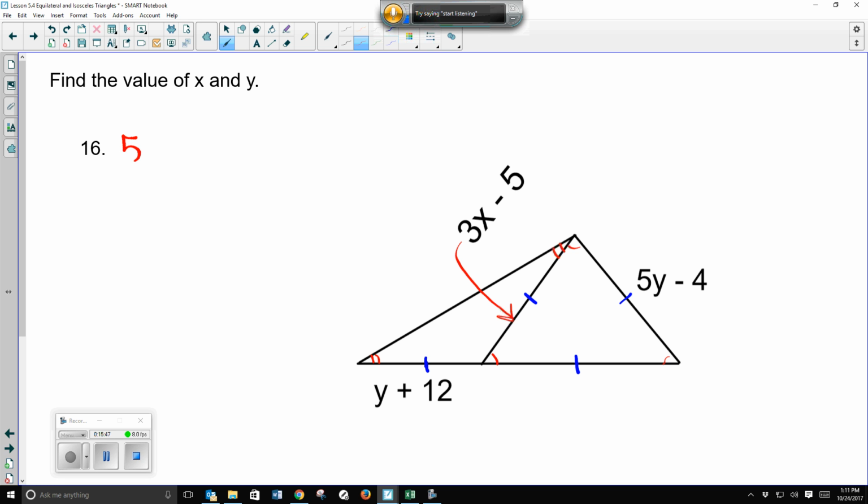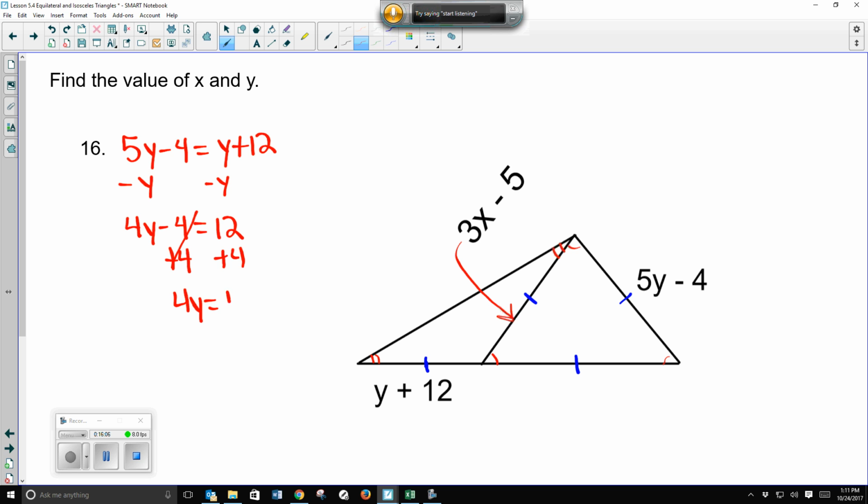So 5y minus 4 is equal to y plus 12. Subtract y from both sides. 4y minus 4 is equal to 12. Add 4. 4y equals 16, divide by 4. Y equals 4.